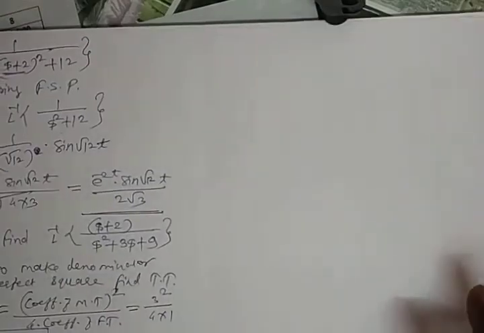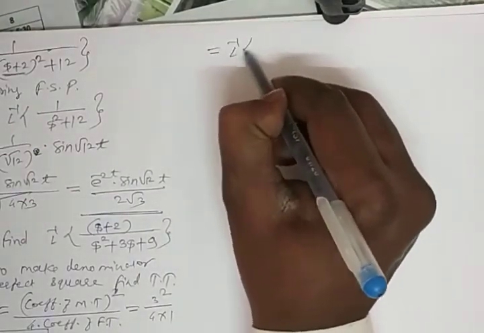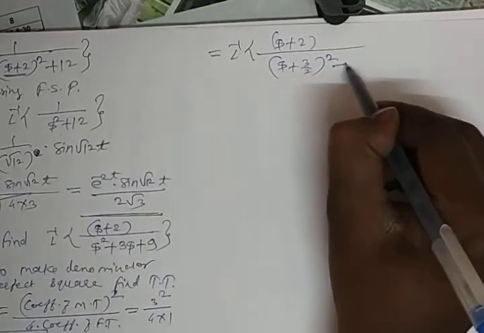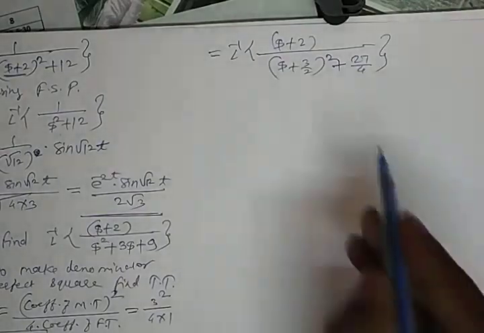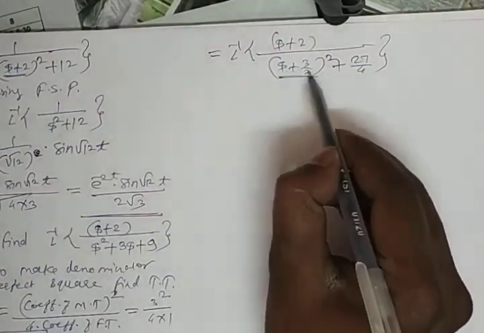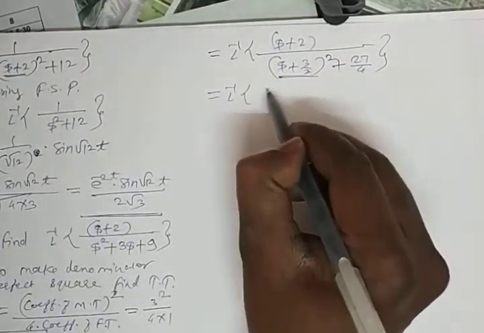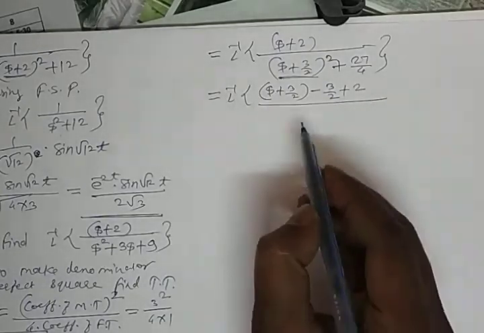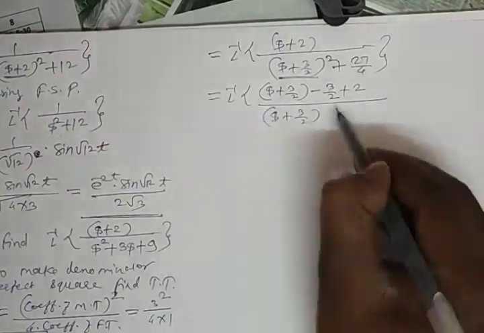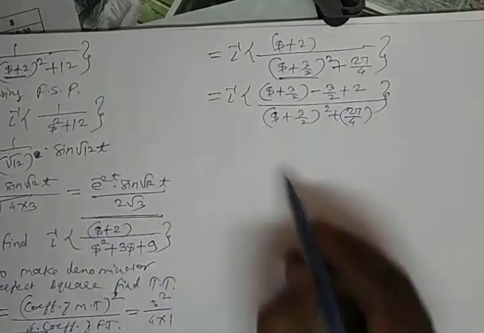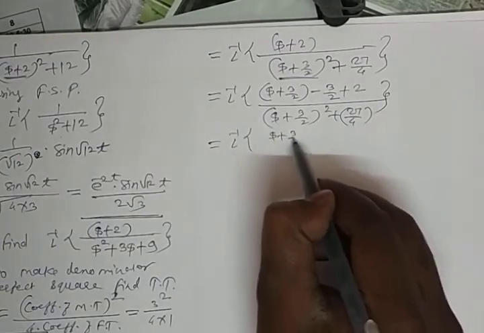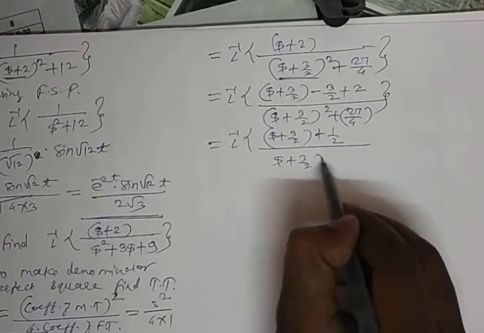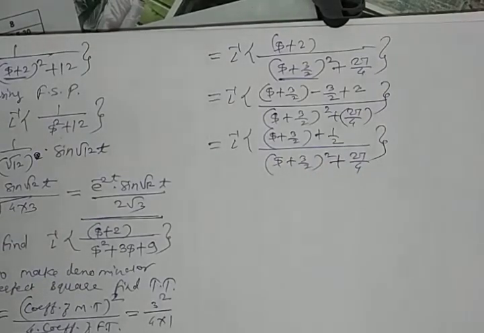So now what we have written here is Laplace inverse of s plus 2 divided by s plus 3 by 2 bracket square plus 27 by 4. Now if you observe, there is s plus 3 by 2, isn't it? So this s plus 3 by 2 should be at the numerator, so we have to adjust it. So Laplace inverse of s plus 3 by 2 we have added, minus 3 by 2 we have subtracted, and plus 2 already exists, divided by s plus 3 by 2 bracket square plus 27 by 4. That is equal to Laplace inverse of s plus 3 by 2, then 2 to the 4, 4 minus 3 will be 1, so 1 by 2 will be there, divided by s plus 3 by 2 bracket square plus 27 by 4. Now here we can use the first shifting property.